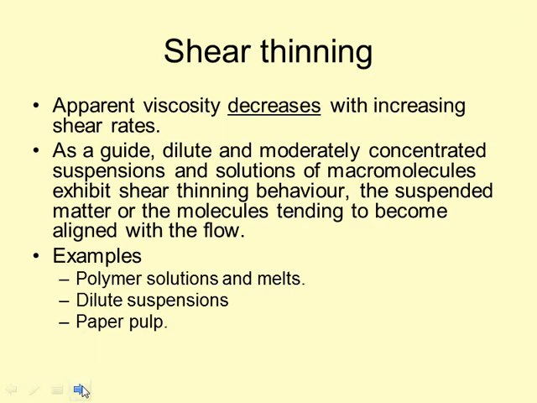So shear thinning. Typical examples are paper pulp, dilute suspensions, polymer solutions, and melts. The suspended matter or the molecules tend to become aligned with the flow. These are long molecular chains. As you start increasing the shear stress, instead of being wound up with each other, the chains tend to be straightened out, and therefore it becomes easier to flow. The long molecular chains tend to straighten out.